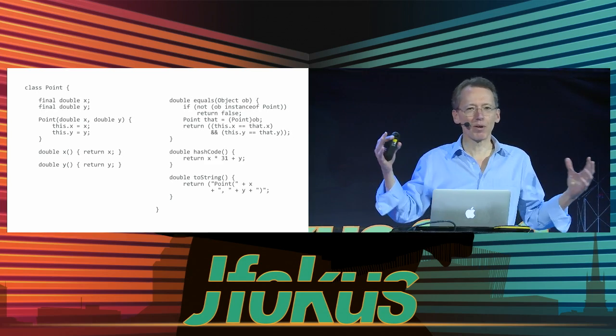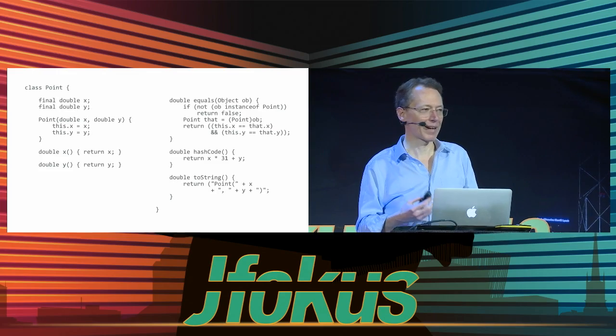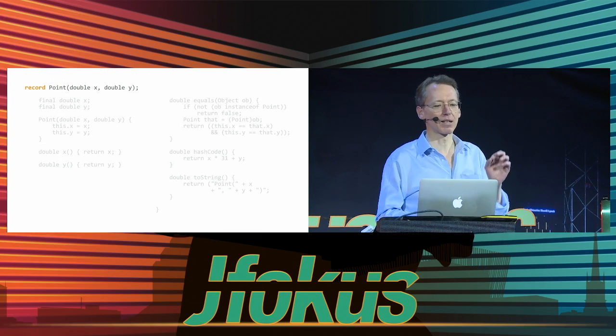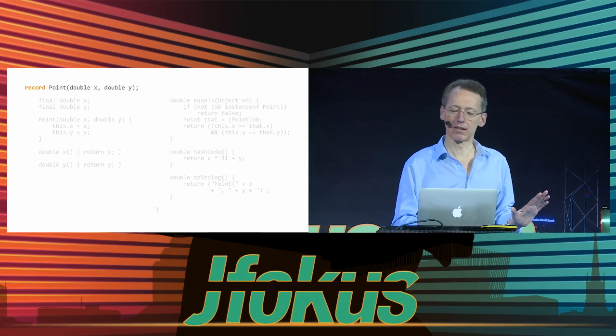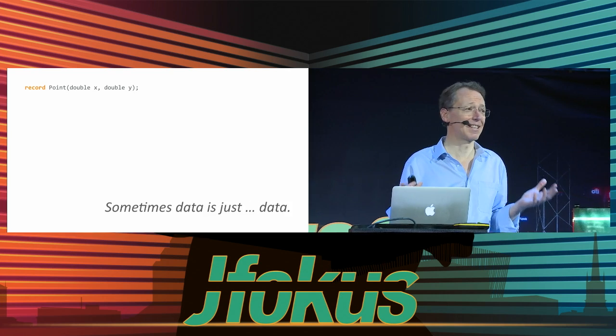Another thing about this is we've got a class here, but one of the great things about classes is they encapsulate, but we don't actually need any encapsulation here, right? We're not trying to hide anything. There's no secret internal state. There's no magic internal methods here. This thing is just a transparent container for some data. Why can't we say just that? Well, with records, we can. You just say record Point, double x, double y, and you're done. All that POJO code is replaced with just one line, because sometimes data is just data.